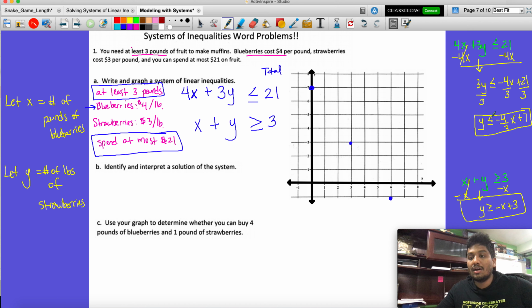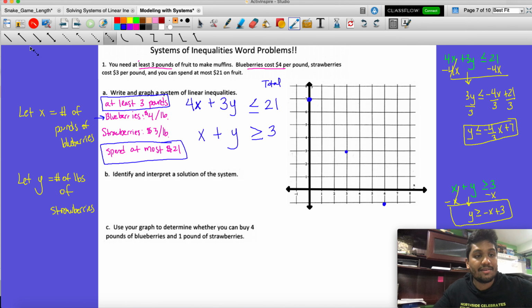And then this is a less than or equal to sign, so we're going to be using a solid line here. Let me go ahead and make a solid line real quick, just like that. Maybe extend that a little bit, or just draw another one. All right, that works then.